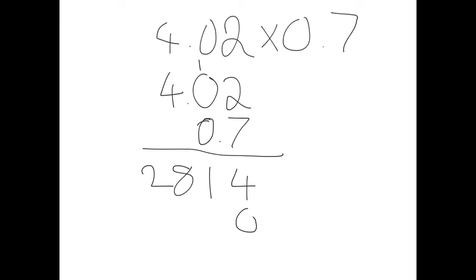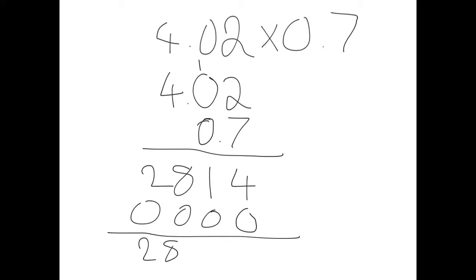Now place a 0. 0 times 2, 0, 0. So it's just going to be 0. Your answer is going to be 2, 8, 1, 4. Now we need to place the decimal. So we have 3 spaces. 1, 2, 3. Here we place the decimal. It's 2.814.